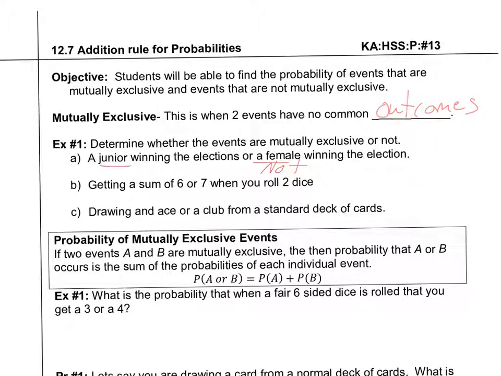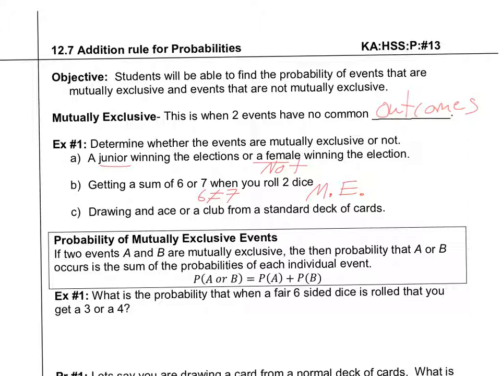Getting a sum of 6 or 7 when you roll 2 dice. Well, there's no way for 6 to equal 7. It will never happen, and therefore we can say that these are mutually exclusive. So I'm just going to write M-E, mutually exclusive.